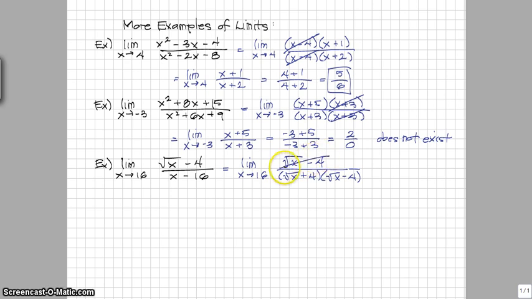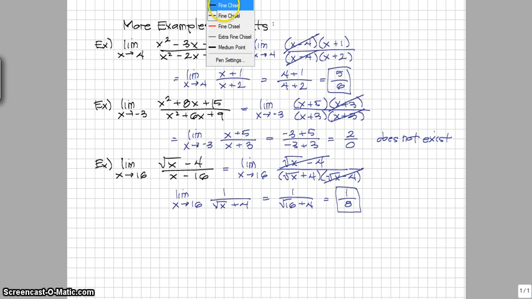We now can cancel the square root of x minus 4 from the top and the bottom, and we're left with the limit as x approaches 16 of 1 over the square root of x plus 4, which is 1 over the square root of 16 plus 4, which is 1 over 8. Right, so that one worked out pretty quickly too.